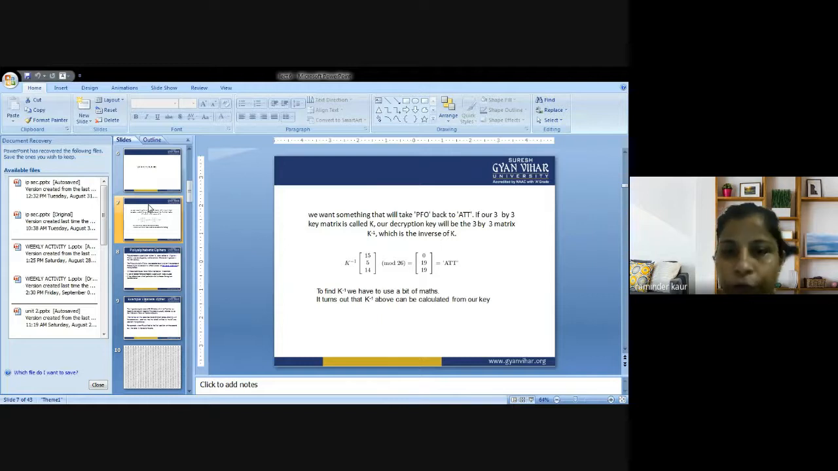Now, to find the K inverse, we have to use a bit of maths. It turns out that K inverse above can be calculated from our key. So this is a very simple process, or I can say only matrix computation is there, and you are going to handle the Hill cipher technique with the help of the same.